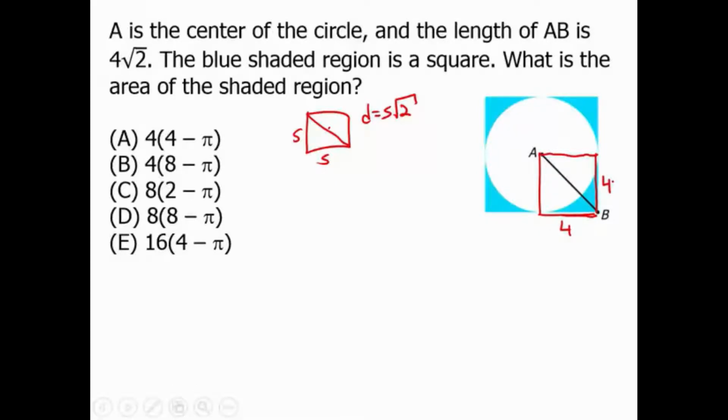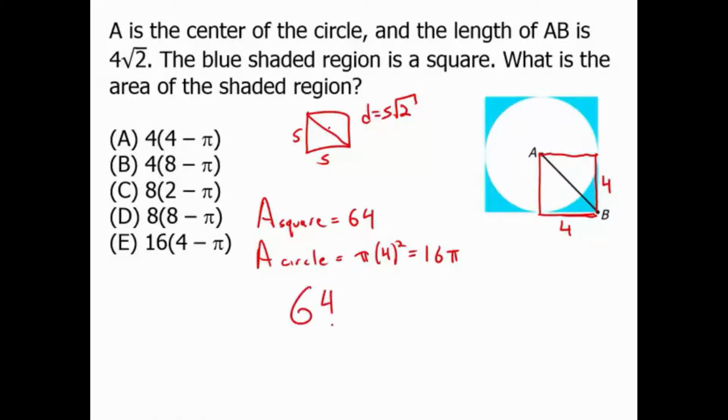So that's useful. So first of all, what that means is that the big square here, this is 8 by 8. So the area of the square is 64. It also means that the radius of the circle is 4. Well, the area of the circle is pi times 4 squared, or 16 pi. And 64 minus 16 pi, we can factor out a 16 from both of them, and that's 16 times 4 minus pi, answer choice E.